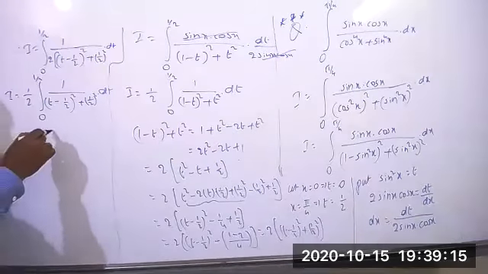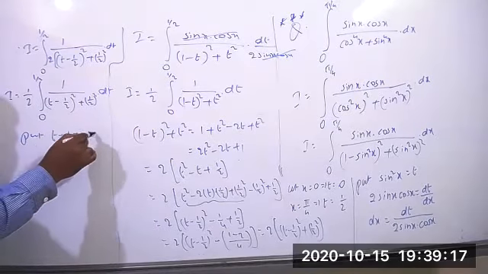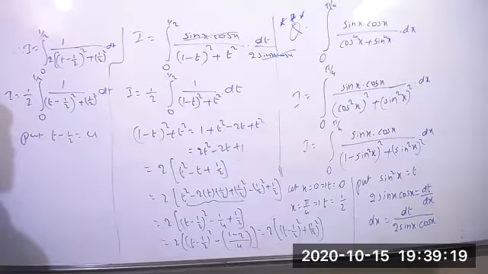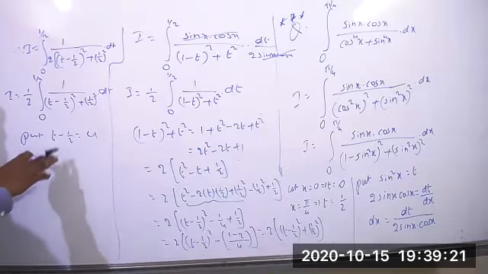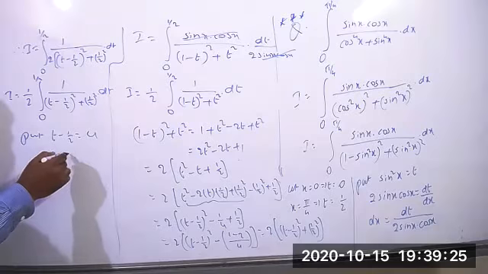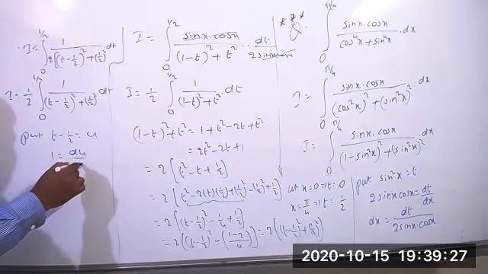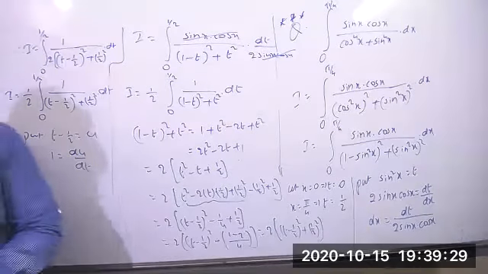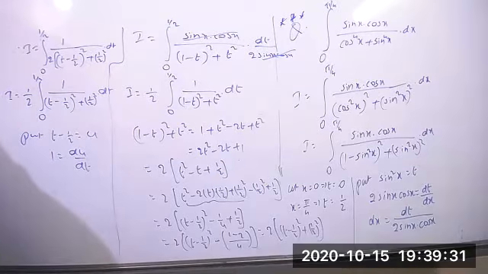Again you can put t minus 1 by 2 equal to some u. Differentiate with respect to t. So you'll get clearly 1 equal to du by dt. So dt equal to du. The final answer, how much did you get, tell me? Sir, 3 pi by 8. Only pi by 8. Okay, only pi by 8.